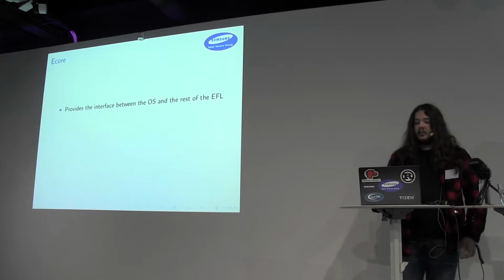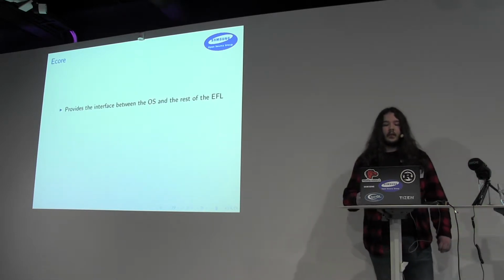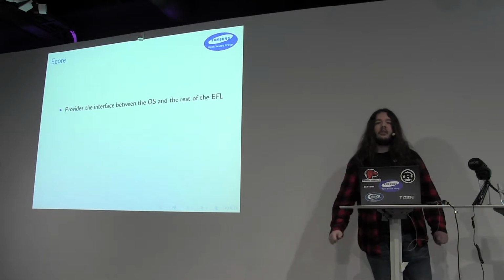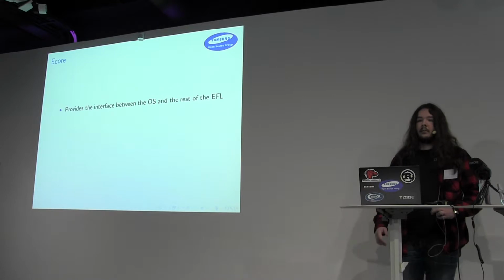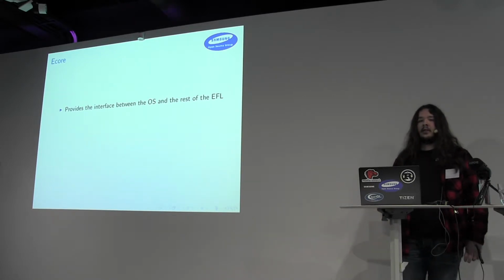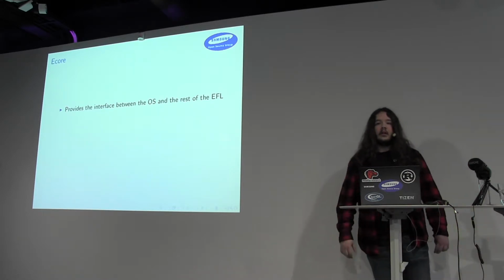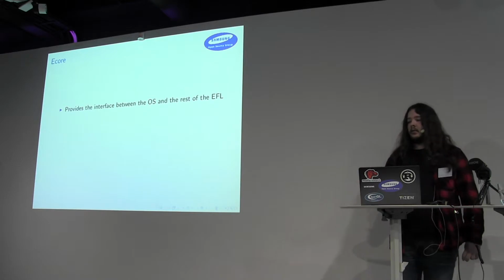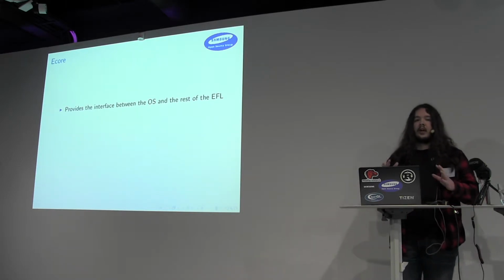And there's Ecore, which provides the interface between the OS and the rest of the EFL, which means, for example, when running Enlightenment applications on X11, Ecore provides the windowing state for X11 and input handling and that kind of stuff, while Evas itself is just a canvas.